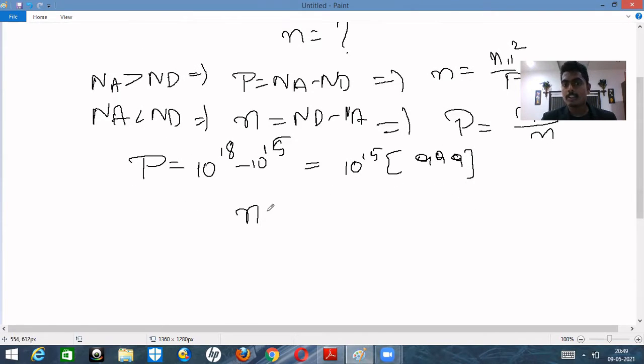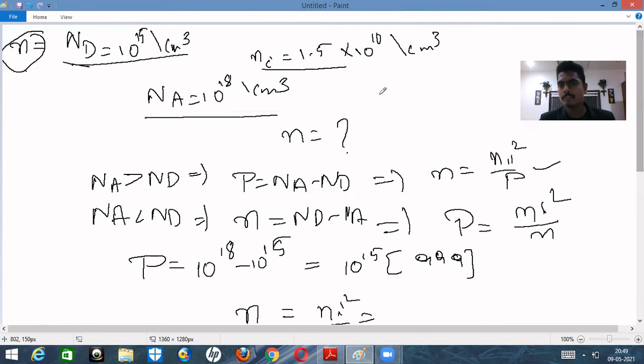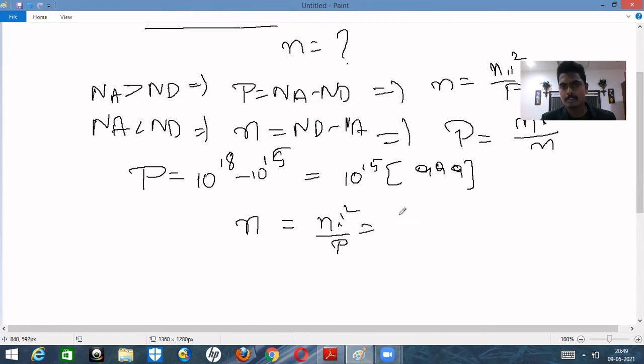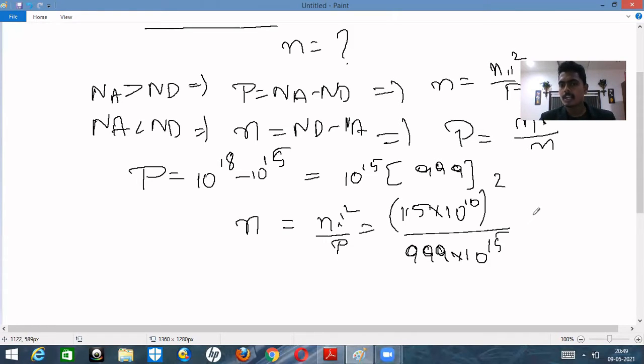So now we need to find the concentration of electrons. That will be equal to ni square upon p. What is the value of ni? It is 1.5 into 10 power 10. So therefore (1.5 into 10 power 10) whole square divided by p. What is the value of p? 999 into 10 power 15. So automatically 1.5 times 1.5 is nothing but 2.25 into 10 power 10 whole square, which is 10 power 20, divided by 999 as usual into 10 power 15 simply.